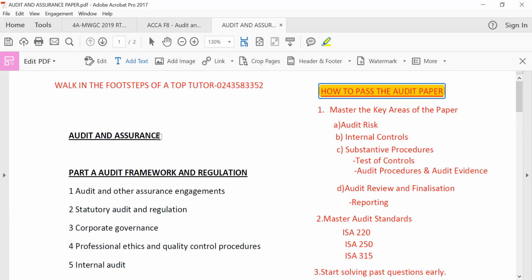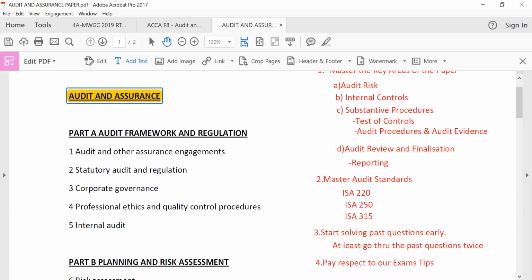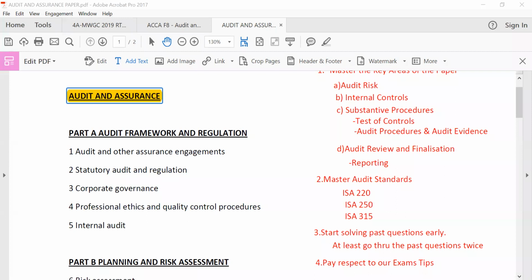Right, that's okay. So we are looking at the audit and assurance paper, Part A. Let's look at it. I've categorized the section into parts, right? Let me share the screen again.